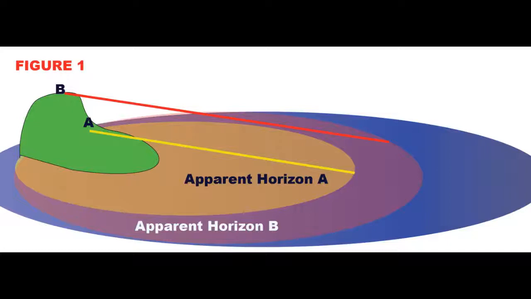So just to quickly illustrate this, see figure 1. Okay, so you can see the point A is represented by the yellow line of sight, and the yellow area is the apparent horizon for point of view A.